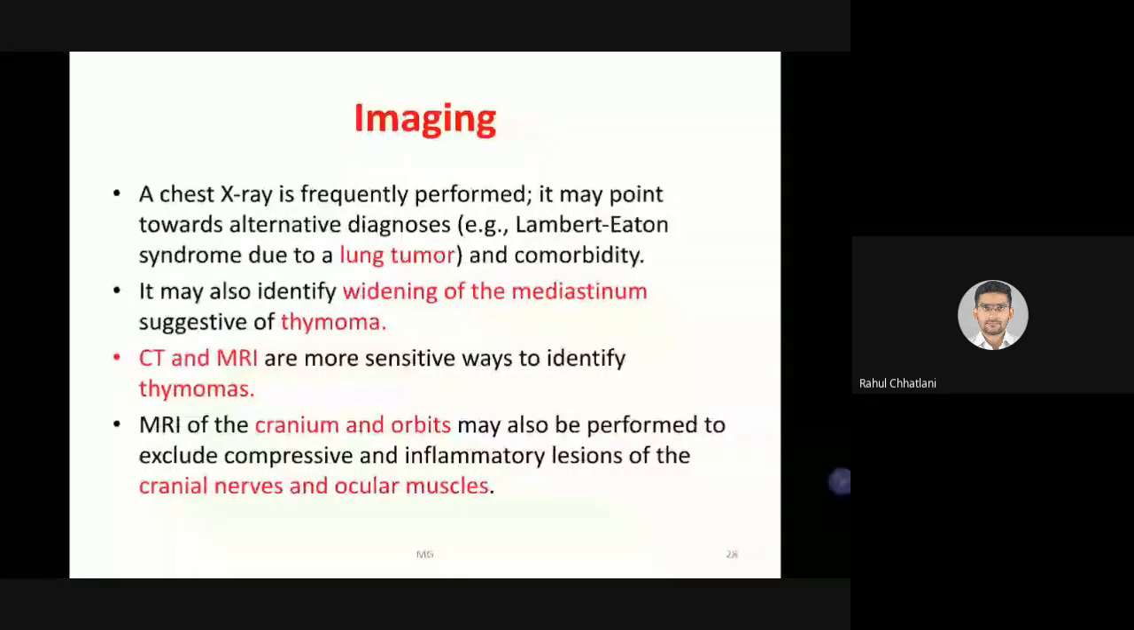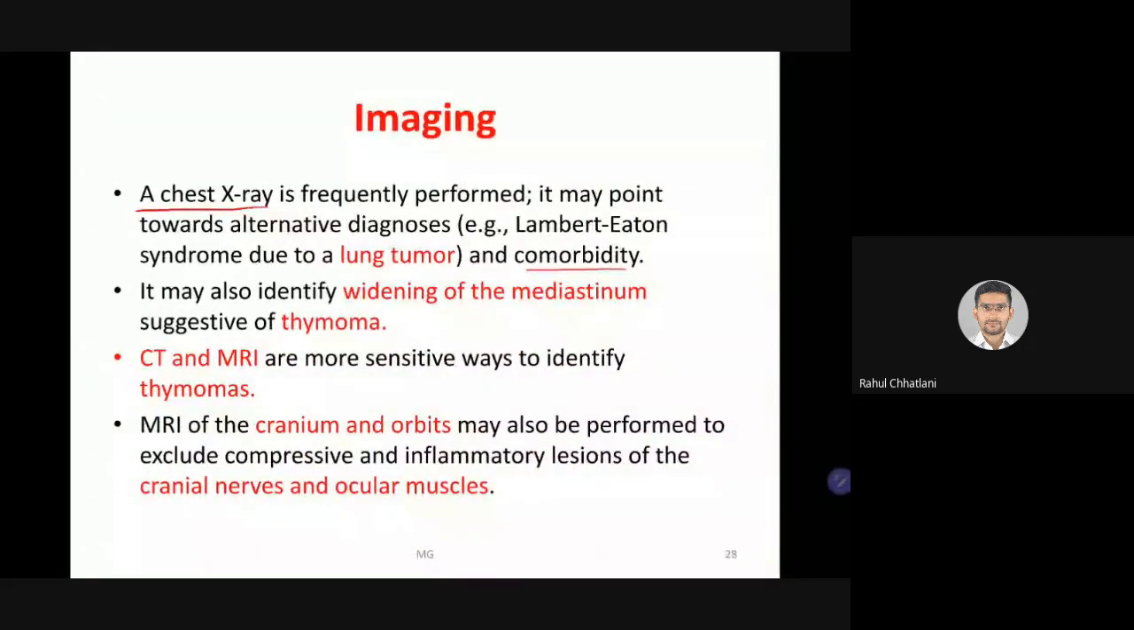Imaging. Why is imaging needed? Chest X-ray. Involvement of lungs. To check for it, we do chest X-ray. Frequently performed at any point towards alternative diagnosis like Lambert-Eaton syndrome due to lung tumor, and comorbidities. Any other comorbid? Additionally, any other condition the patient has. Yes, for the lungs, pulmonary asthma or pulmonary chronic obstructive lung diseases. All these are comorbidities along with the myasthenia gravis that will lead to further decrement in the patient's condition.